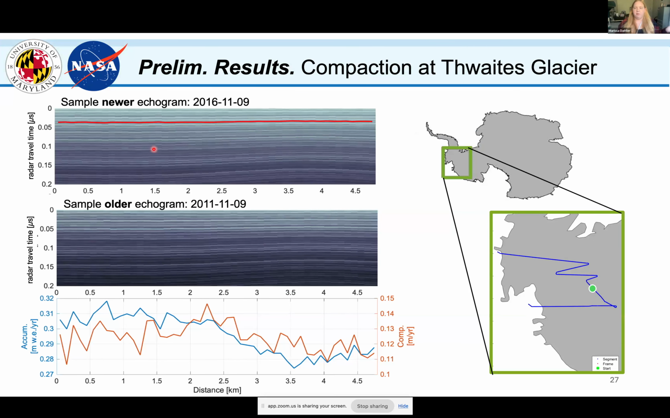Okay, so this is an example from Thwaites Glacier, and we can see that we have a varying accumulation rate over the course of this segment, with generally higher accumulations, very slightly, where this layer is a little bit deeper, although it's fairly flat, and a little bit lower accumulations where this layer is shallower. So that would make sense given how we calculate accumulation. And we can also see that compaction varies as well, although there is noise in what we're looking at, but we're getting some idea of what the compaction rate is.